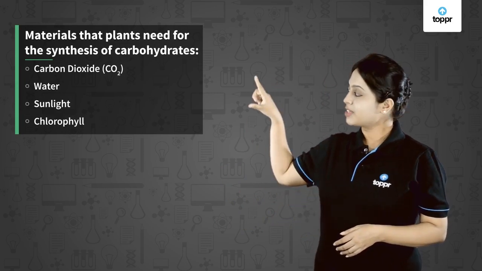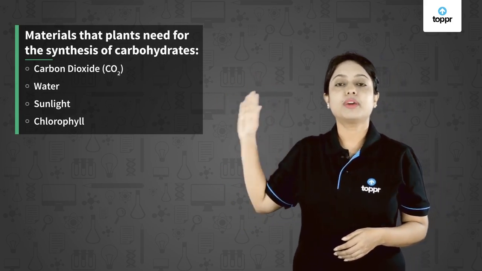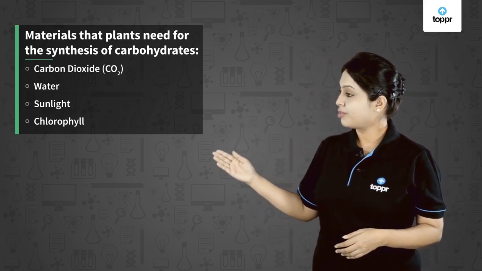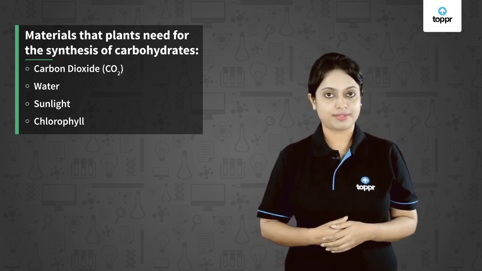Now, let's see how plants synthesize their own food. As we know, plants consume inorganic carbon sources like carbon dioxide and convert them into carbohydrates. So, does that mean that only carbon dioxide is required for the synthesis of carbohydrates? The answer is simple: no. There are many more things that a plant needs for the synthesis of carbohydrates. Here is a list of them. Carbon dioxide and water, these two are required for the synthesis of carbohydrates. Sunlight and chlorophyll help in this synthesis process.